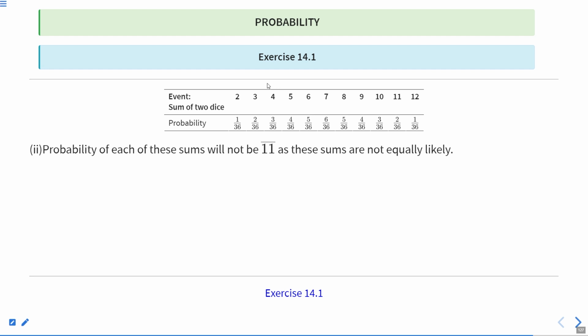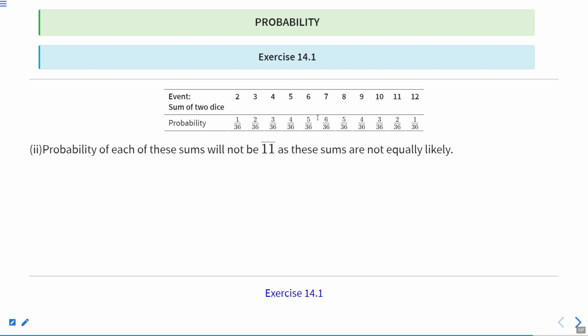And then to get the sum as 4, there are 3 possible outcomes. Therefore the probability to get the sum as 4 is equal to 3 by 36. And to get the sum as 5, there are 4 possible outcomes. Therefore the probability to get the sum as 5 is equal to 4 by 36. And to get the sum as 6, there are 5 possible outcomes. Therefore the probability to get the sum as 6 is equal to 5 by 36.